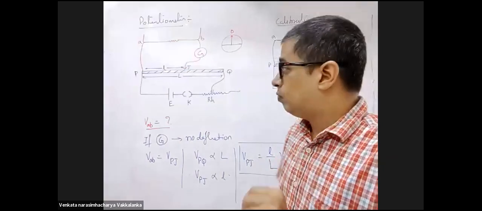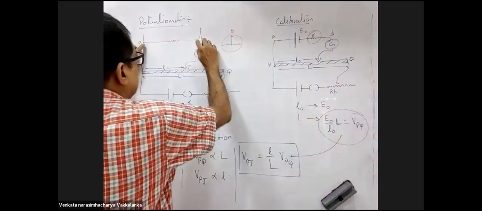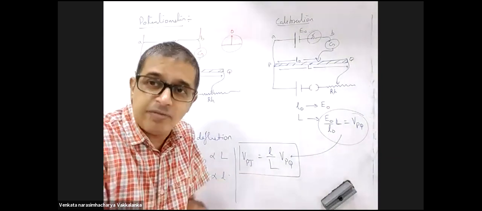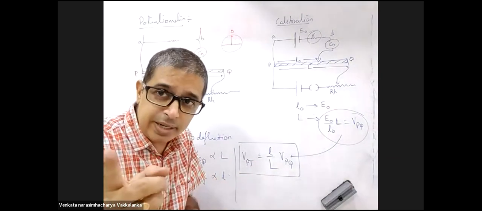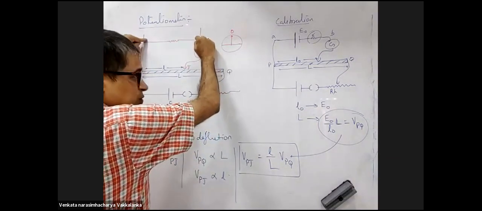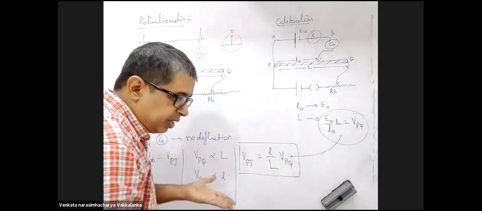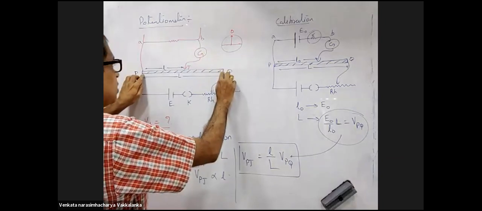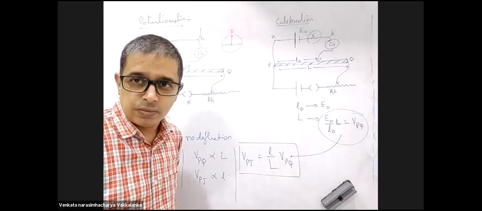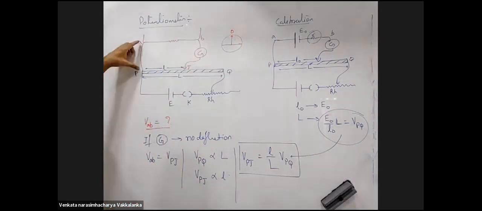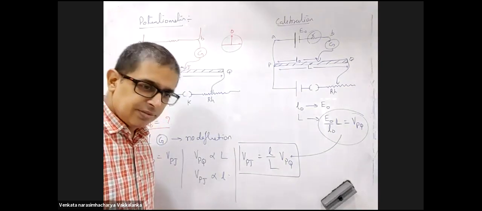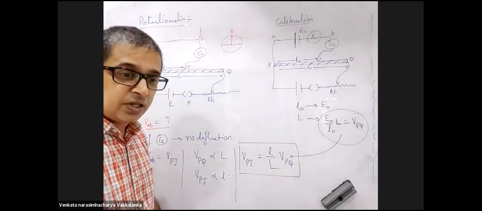Listen carefully. If the potential difference across this is 6 volts, which I don't know, I have to measure, but the potential difference across PQ turned out to be 4 volts. I connected these both. Will I get a null deflection on this wire? No. I will not get a null deflection.